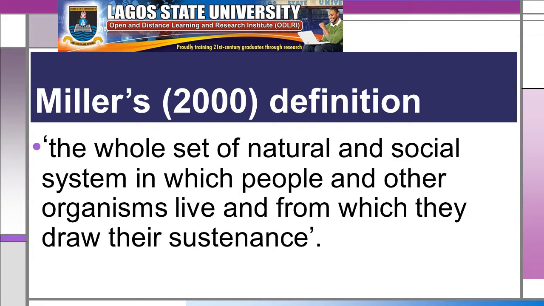So there is a natural system, there's a social system. The humans exist in that system, and it's telling you that other organisms are also in that system, natural and social, and from that system sustenance is drawn. That's where we take our sustenance. And that's the way Miller has defined the environment.